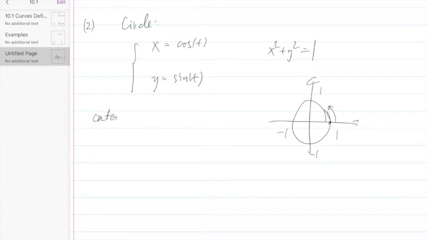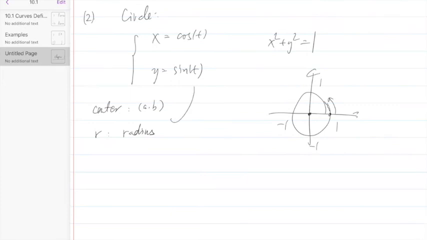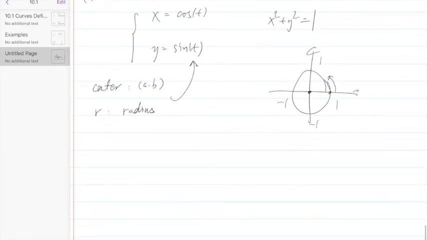Now for a general circle, you have two pieces of information. The first one is your center can be anything, (a, b). It doesn't have to be at (0, 0), which is the origin. Second, your radius can be anything. For the unit circle, you only have one. So how do we put those kinds of information into this formula? That's the next thing.